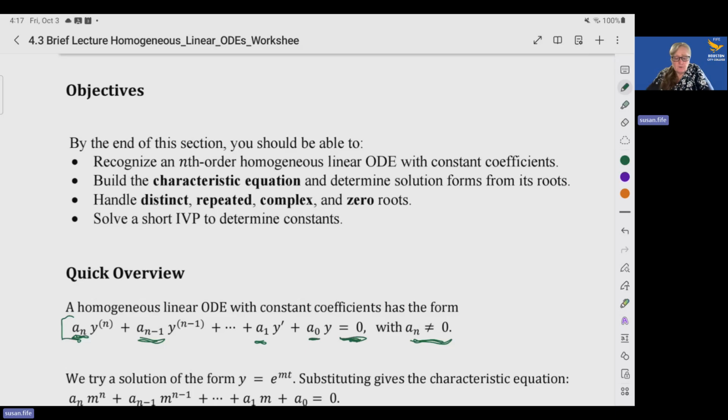So by the end of the section, we're going to be able to recognize an nth order homogeneous linear ODE with constant coefficients. We're going to define and build the characteristic equation, and then determine the solution forms from the roots of that equation. We're going to look at distinct roots, repeated roots, complex roots, and then zero roots. We'll do those 4 examples, and we'll end with a short initial value problem where you solve for the constants of integration.